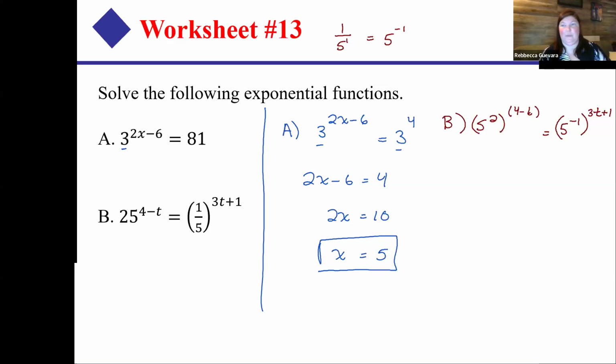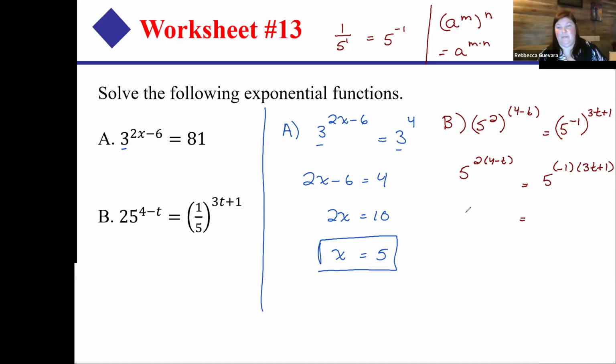So as a reminder again about rules of exponents: if I have a number raised to a power and then I raise it to a power again, I just multiply those powers together. So this is actually 5 to the 2 times (4 - t). The other side is 5 to the -1 times (3t + 1). So we really have 5^(8 - 2t) and 5^(-3t - 1).